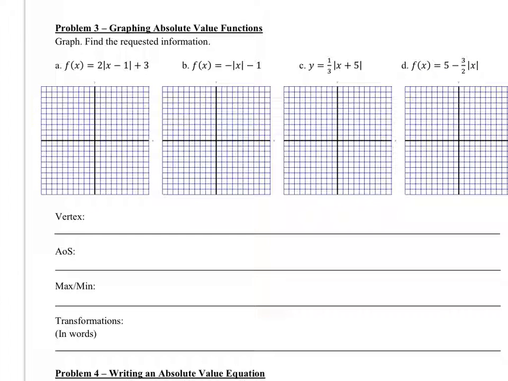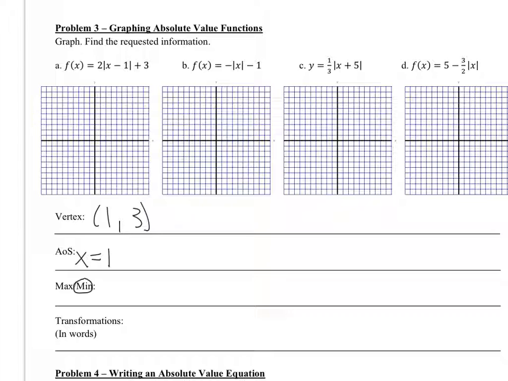So I can actually know what my vertex is without actually doing anything else. So my vertex will be my h, k. In this case, remember, a subtraction means positive. So my vertex is going to be 1, 3 for this first one. My axis of symmetry would be x equals 1 because it's always based off of your x value. This will be a minimum because I'm not reflecting it.